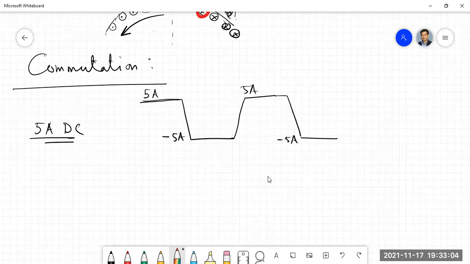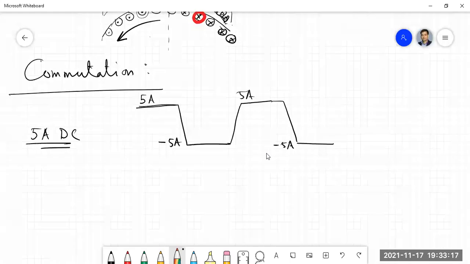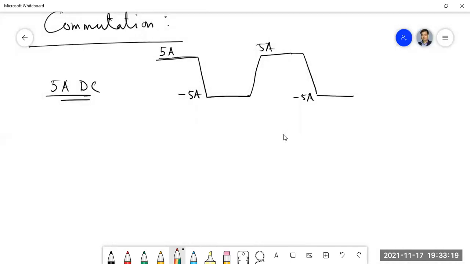In case of motor, the brush commutator acts as a mechanical inverter. So we'll discuss how actually brush and commutator accomplish this particular job.